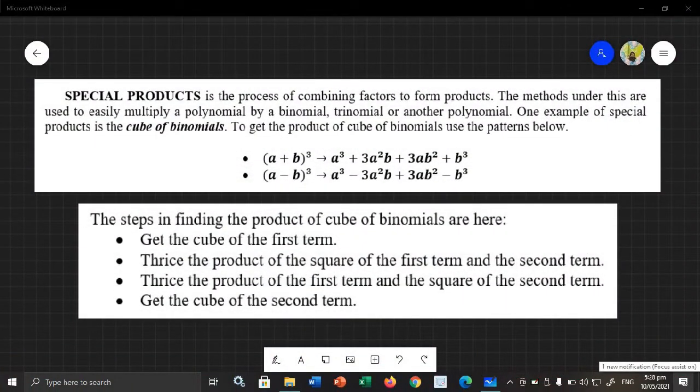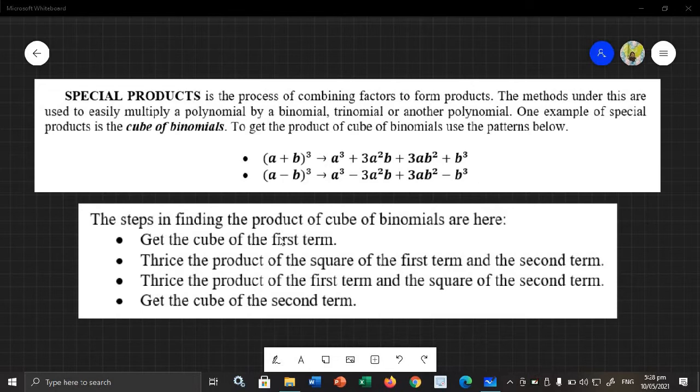Hi, for this video, we are going to talk about another special product which is called the cube of binomials. To get the product of the cube of a binomial, we are going to follow this pattern. If the given binomial is separated by a plus sign, this will be the pattern of the product. And if the binomial is separated by a minus sign, then we will follow this pattern.